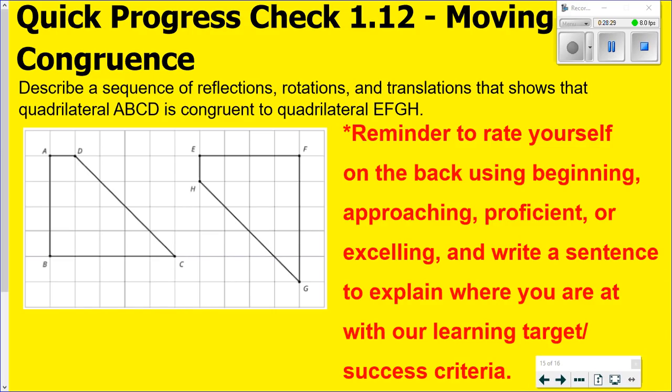When you are done checking all of your work and watching the video, please go ahead, put your workbooks away, and take out your yellow quick progress check for today's lesson. Complete this, and please remember to include as many details as possible when you are describing a sequence of transformations. Refer back to today's lesson and the notes within to help you if need be. Also, when you are done, please remember to rate yourself on the back of this sheet using beginning, approaching, proficient, or excelling, and write a sentence underneath to explain where you are at within our learning target and success criteria.